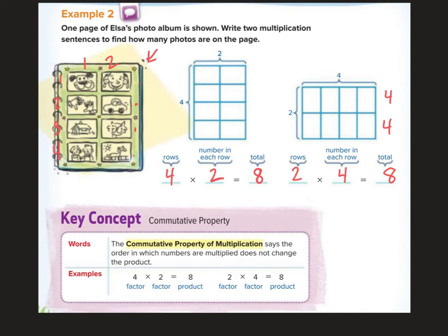Okay, we get the same answer because of the commutative property of multiplication. That says we can change the order of our factors and still get the same product. Look, factor, factor, product. Flip-flop them, factor, factor. We get the same product.